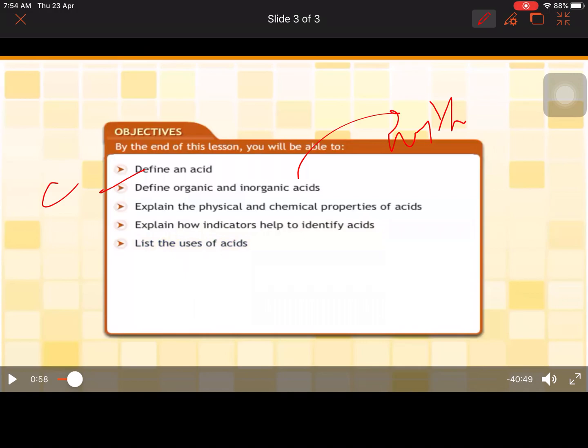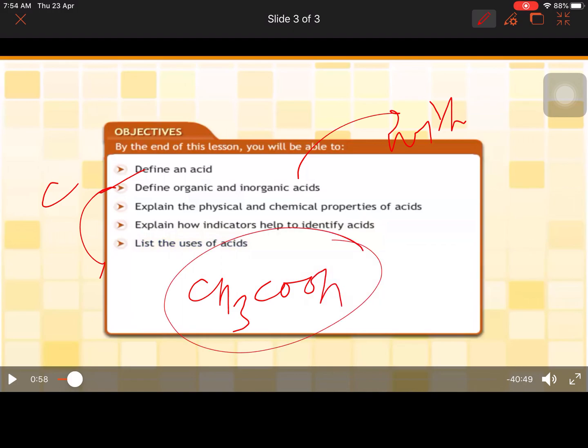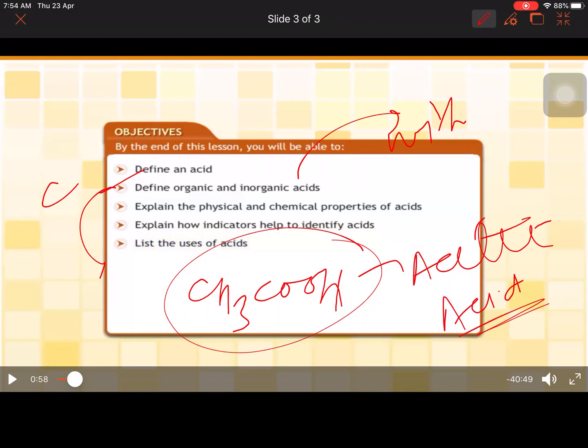For example, what is an organic acid? Suppose CH3COOH. It is acetic acid. And what is acetic acid? You know it well. Acetic acid is nothing but the vinegar you eat in pickle, right? This is acetic acid. Acetic acid is just a general name.